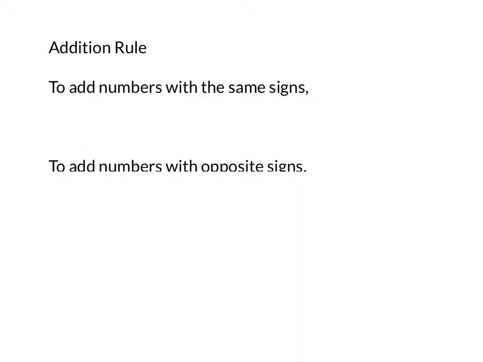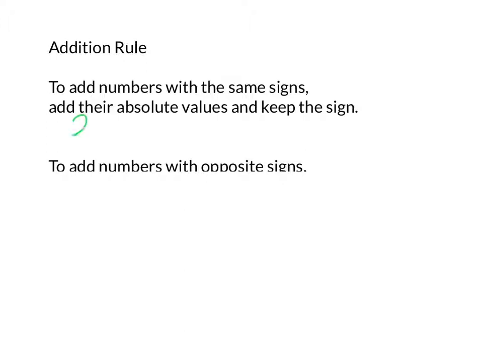Color counters and number lines are great to help us visualize these addition concepts, but we have a rule so that we don't always have to draw a model to help us. There are two situations: if the numbers have the same signs, and if the numbers have opposite signs. To add numbers with the same signs, you ignore their signs for a minute. You just add their absolute values, meaning forget about whether they're positive or negative. Add them together, and then keep the same sign. As an example, 2 plus 7: they equal 9, and since they're both positive, it remains positive. If we had negative 2 plus negative 7, we would ignore the negatives for a minute, since they have the same sign, they continue in the same direction, so 7 plus 2 is 9, and since they're both negative, the answer is negative 9.